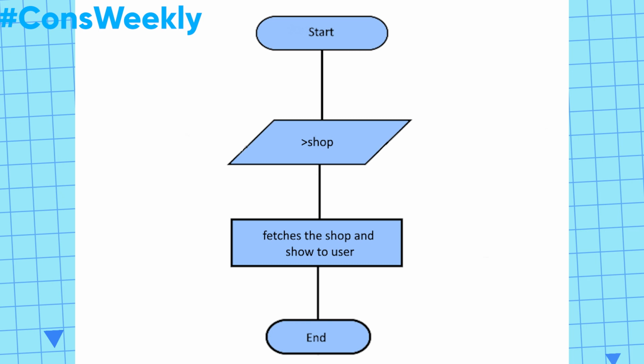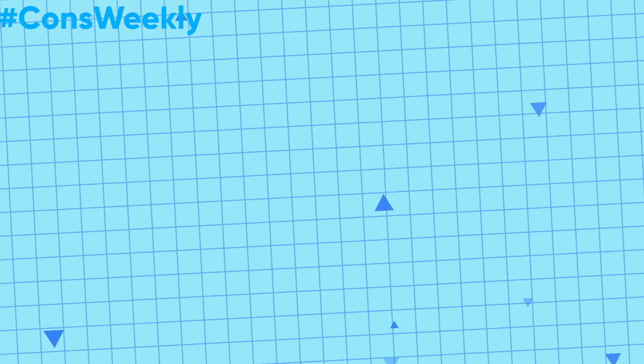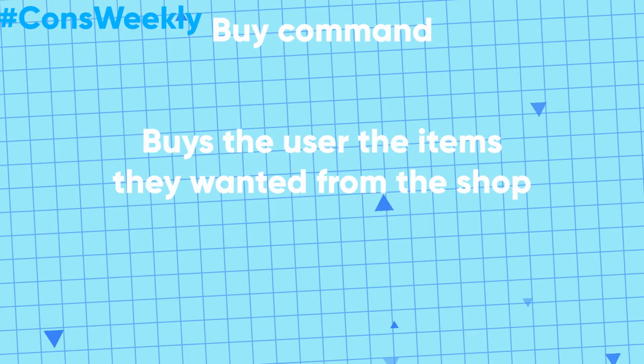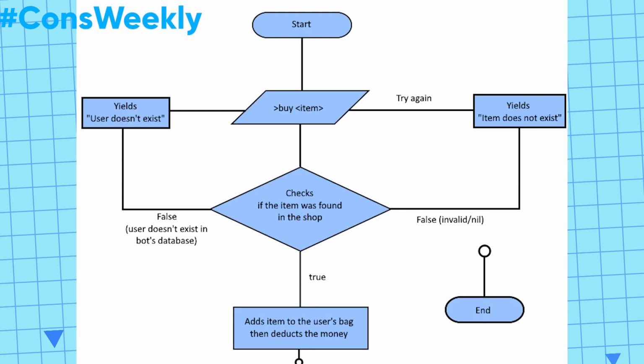And yes, you cannot get any errors on this one, so I'm not gonna show an alternative pathway. Then, with the buy command, it basically buys you the items from the shop. And also, this is a new command. So here's the flowchart.